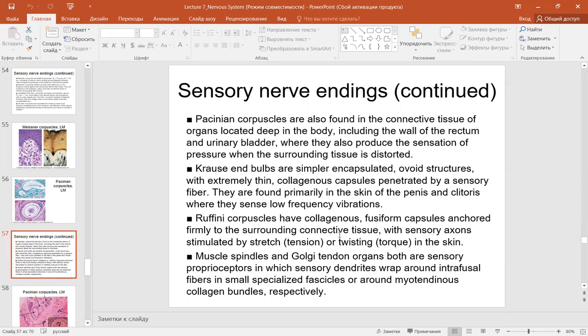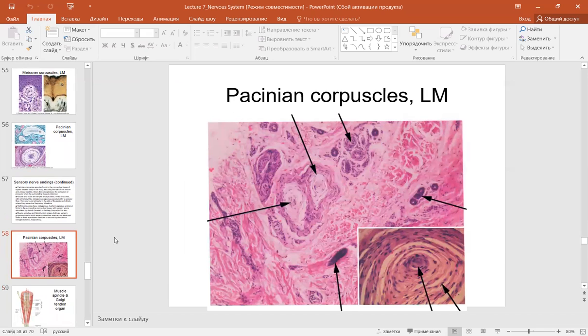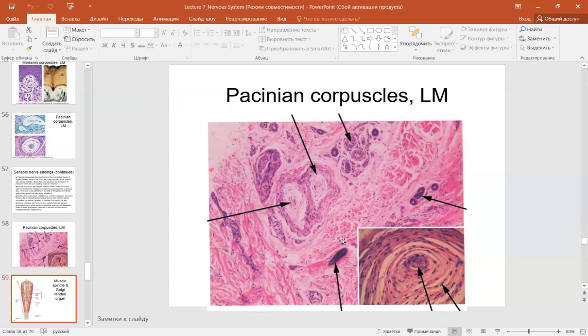Muscle spindles and Golgi tendon organs, both are sensory proprioceptors, in which sensory dendrites wrap around intrafusal fibers in small specialized fascicles or around myotendinous collagen bundles, respectively. Here you have another example of Pacinian corpuscle, lamellar corpuscle of Pacini, in the stratum reticularis of skin.